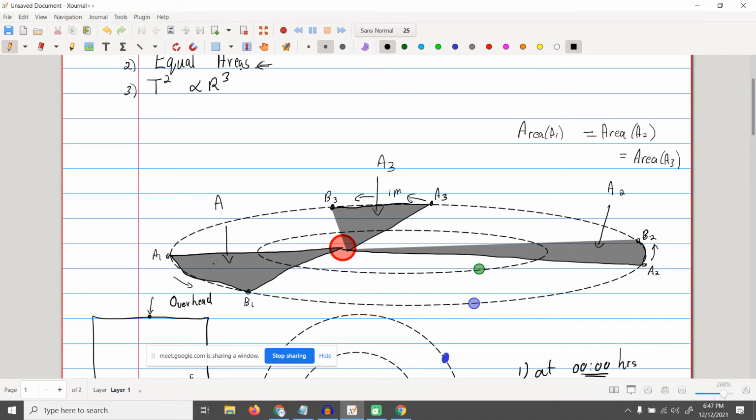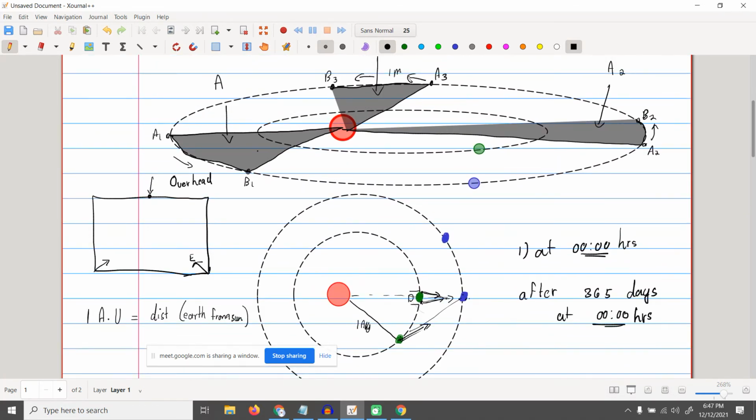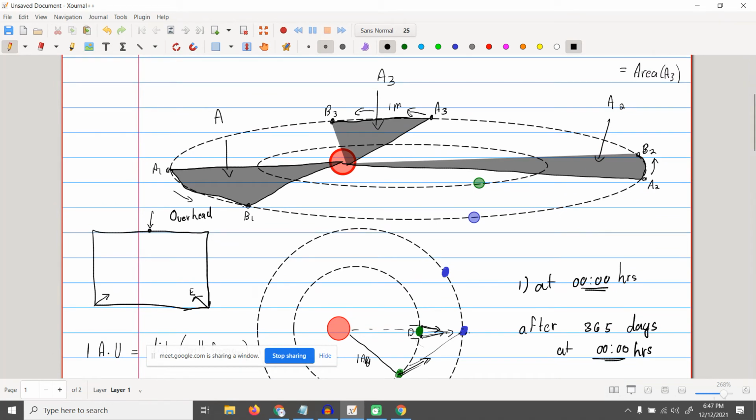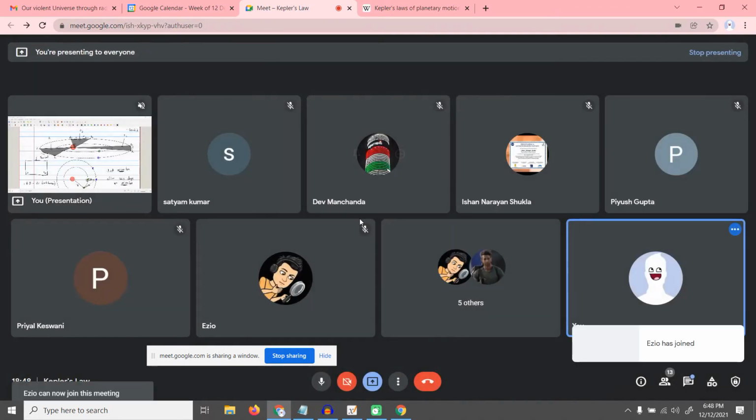So what Kepler did was, looking at this data that he has of where Jupiter's position is, he measured the area that Jupiter traces at the sun. And he said that for equal time periods, the planet will trace equal areas. That's what the equal area law basically says. So for 1 month, whatever area the planet will trace over here, it will be the same amount of area the planet will trace over here. Is this clear?